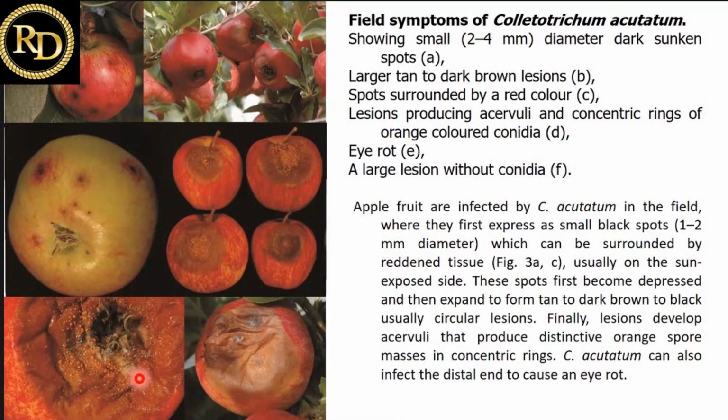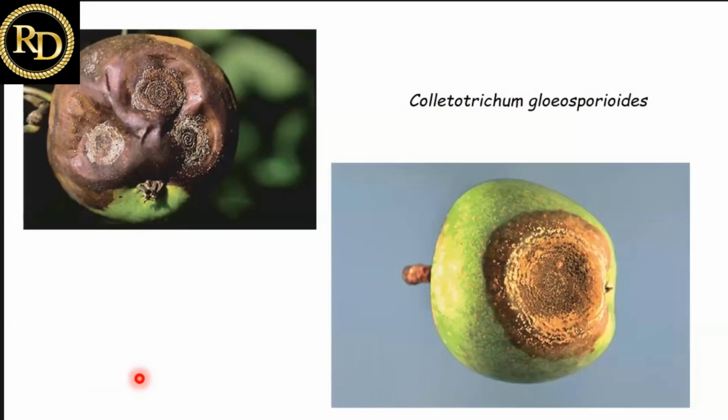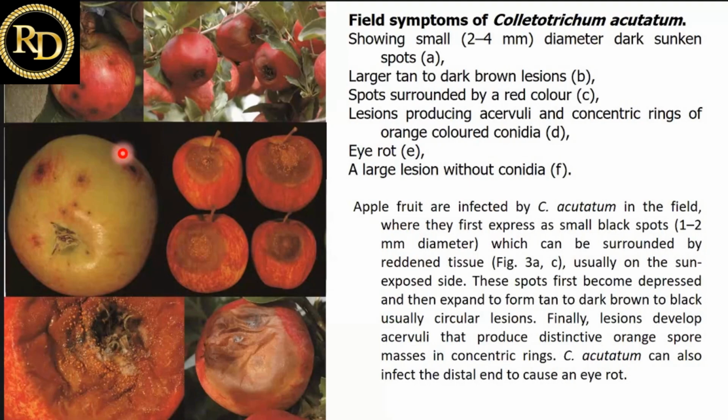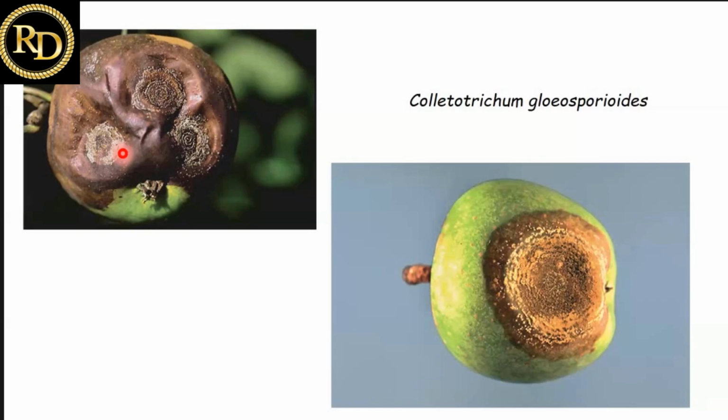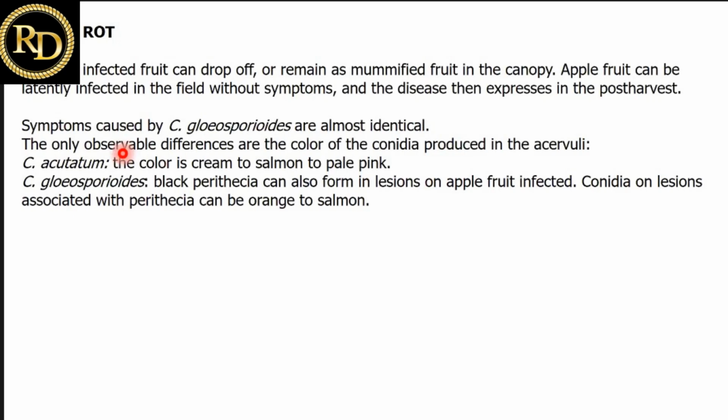This is about Colletotrichum acutatum. Colletotrichum gloeosporioides is a bit similar, but the conidia and the perithecia, which are produced, normally form cream salmon conidia. So the big difference is also in the color. In one case, it's orange for acutatum. In the other case, it's light cream for Colletotrichum gloeosporioides. Okay, so the fruit which are severely affected can drop off, or they can remain in the plant canopy as mummified fruit.